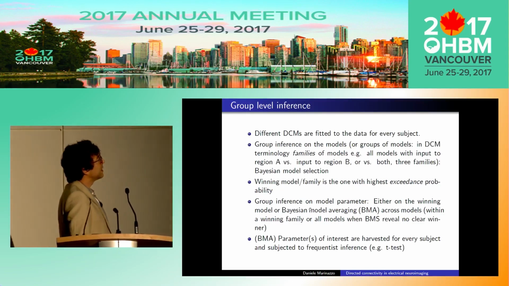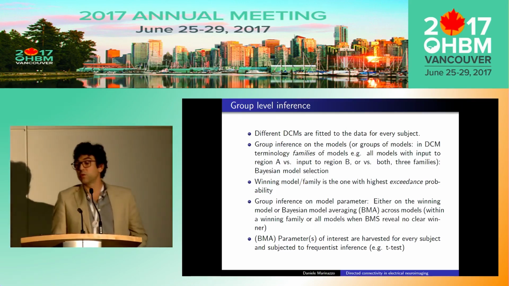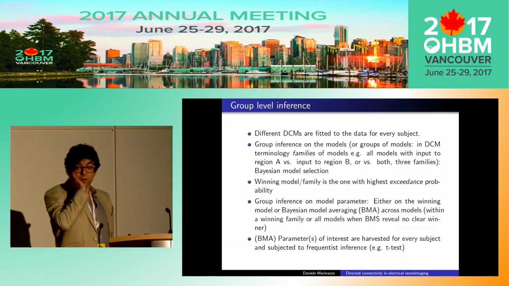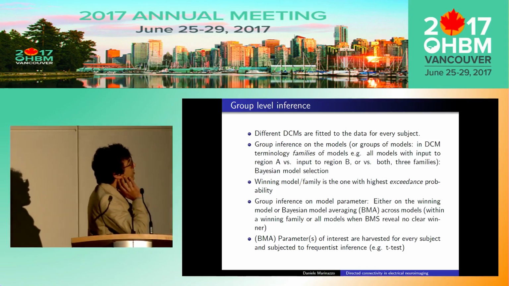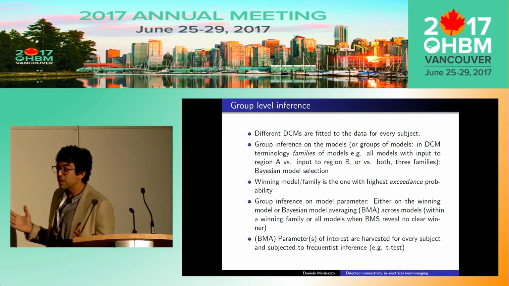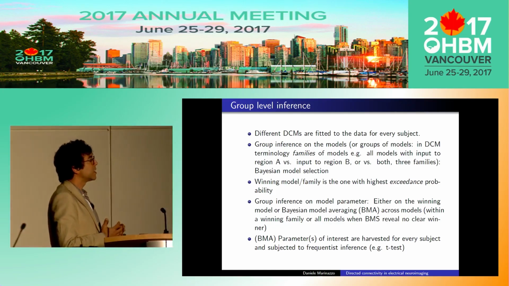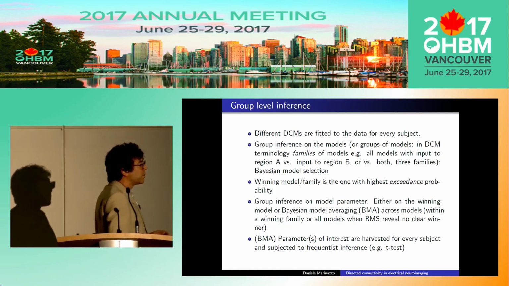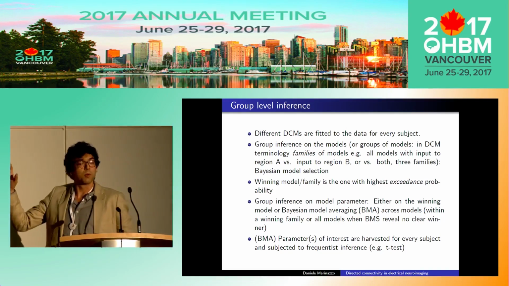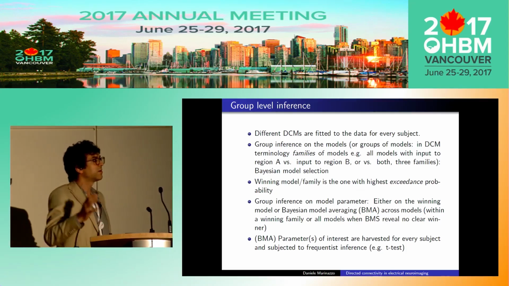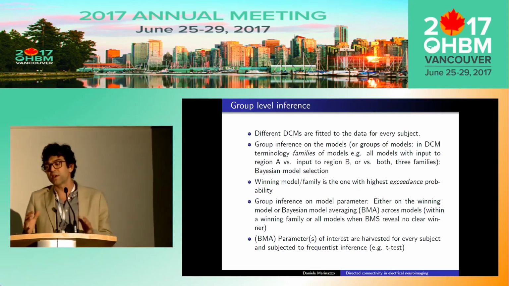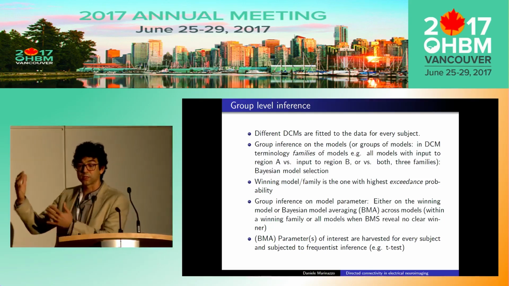Finally, we have inference at the group level. We fit a different DCM for every subject, and then we have group inference of the models, either between individual models or families of models. In DCM, what we call a family of models are, for example, models in which the modulations always happen in a certain brain area, for example the fusiform face area, versus modulations happening somewhere else. Within the same family, you can then have different types of intrinsic and extrinsic connectivity.